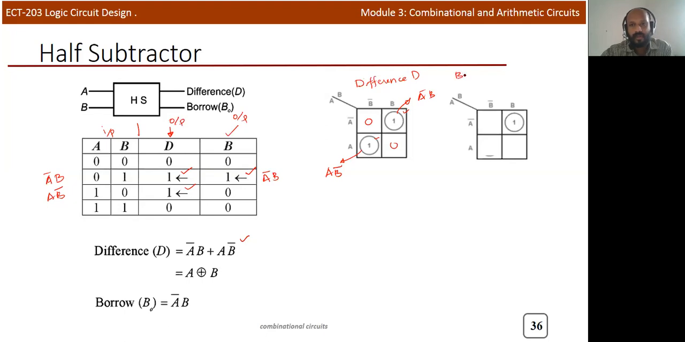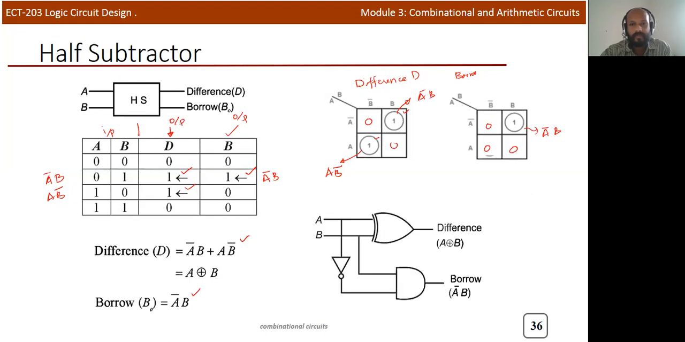Now we can design it for borrow also. This is for borrow out. 0 0 it's 0, 0 1 it's 1, 1 0 it's 0, and 1 1 it's 0. So we'll get only one group, A bar B. So this is exactly the same thing. Either you can design by using the truth table or by using the K-map.